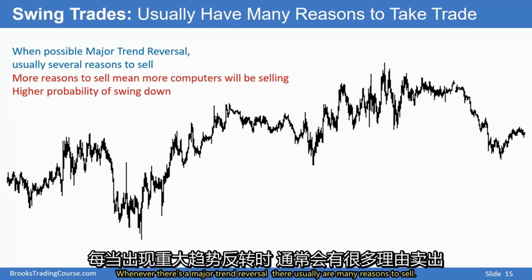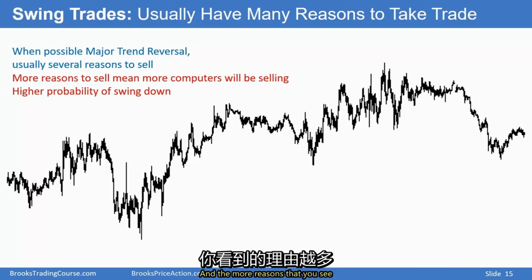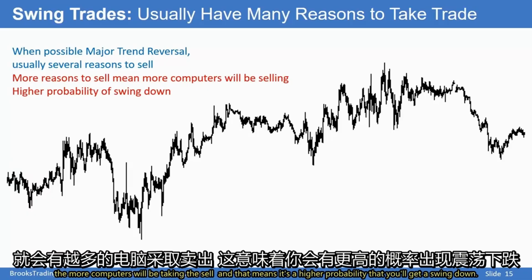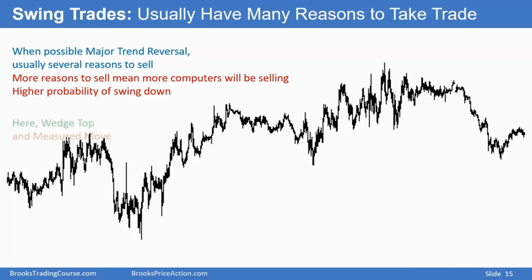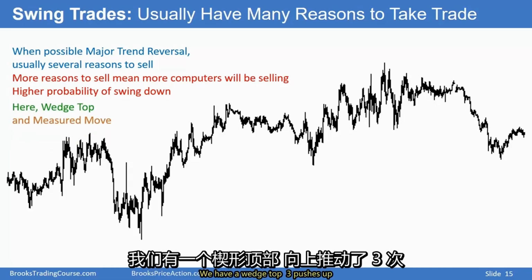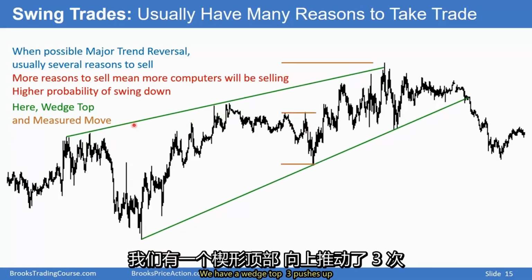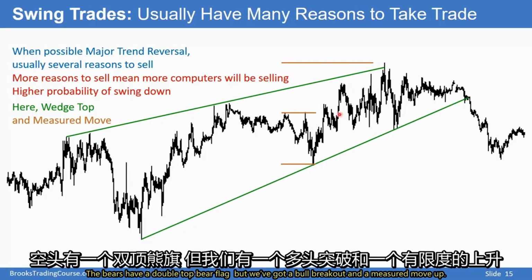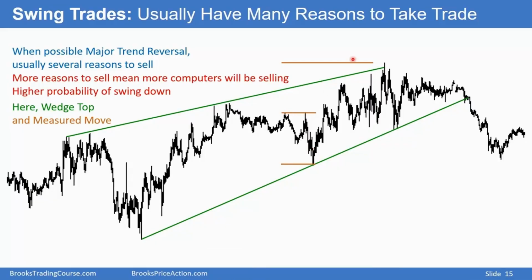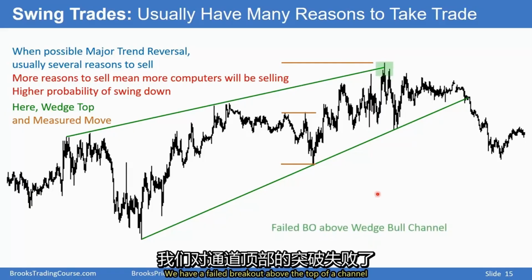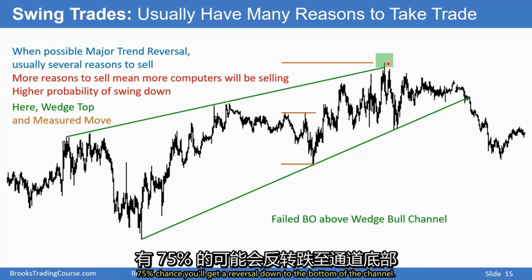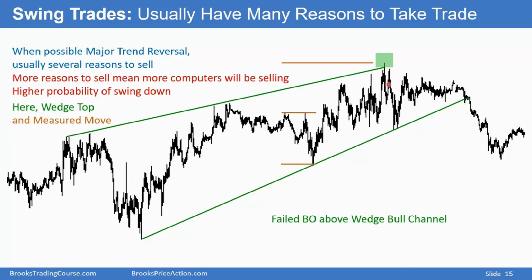Whenever there's a major trend reversal, there usually are many reasons to sell. And the more reasons that you see, the more computers will be taking the sell, and that means it's a higher probability that you'll get a swing down. We have a wedge top, 3 pushes up, and it's around a measured move up. The bears have a double top bear flag, but we got a bull breakout and a measured move up. We have a failed breakout above the top of a channel. 75% chance you'll get a reversal down to the bottom of the channel.